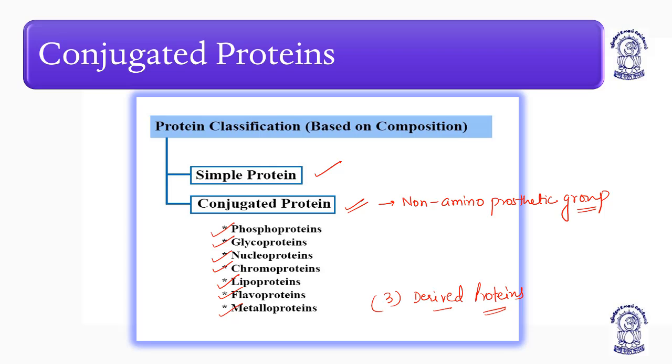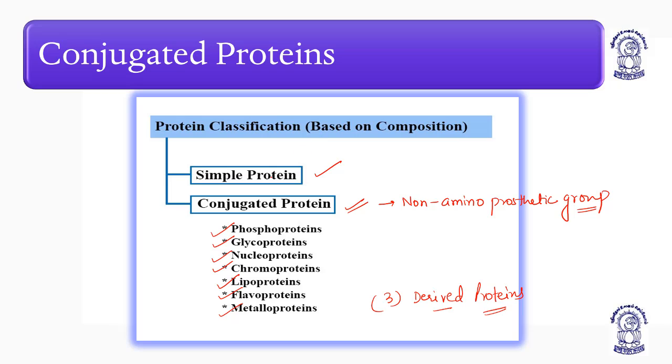So there are two things. One is cofactor and the other one is the prosthetic group. Cofactor is the non-protein part in an enzyme. And a non-amino group is known as what? Prosthetic group. Understood? So on the type of prosthetic group, conjugate proteins are of several types.